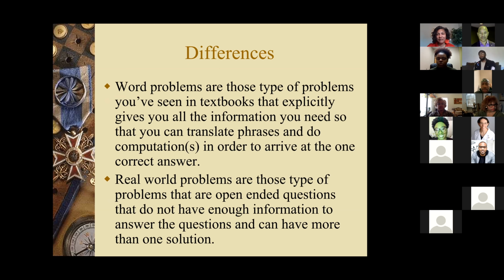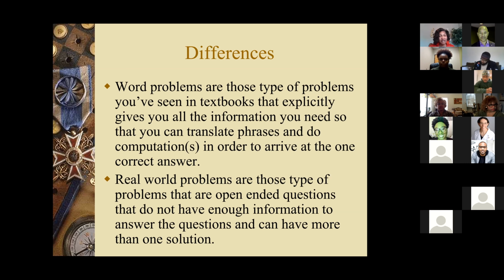So word problems are those type of problems you've seen in textbooks that explicitly give you all the information you need so that you can translate phrases and do those computations in order to arrive at one correct answer. Whereas real world problems are those type of problems. They are open-ended questions.